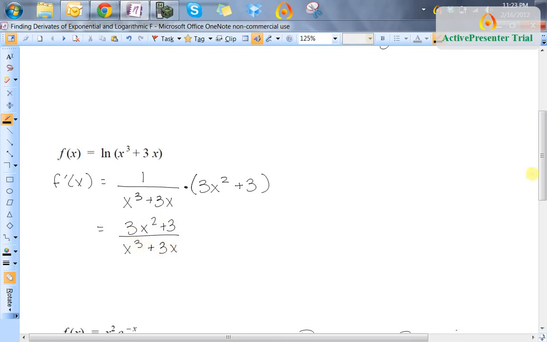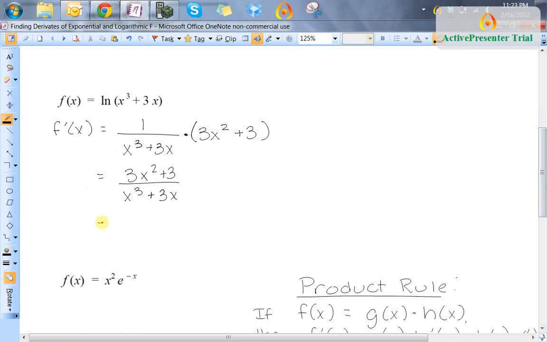Now this is as simplified as it will get. If you try factoring it, you'll see that there are no common factors in the numerator and the denominator, so nothing will cancel out.